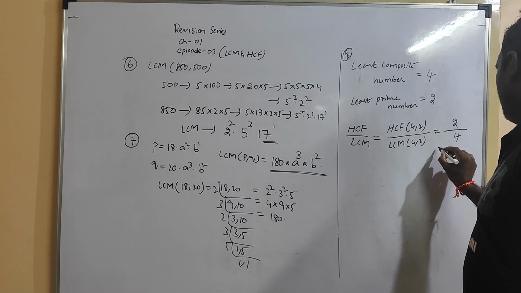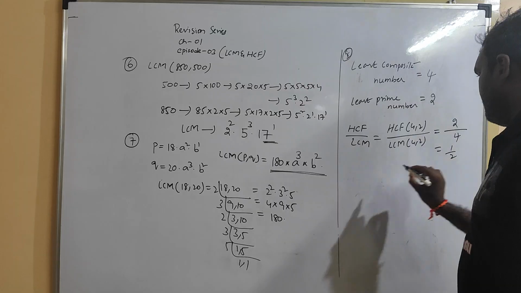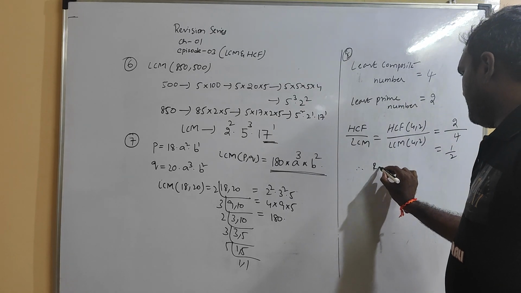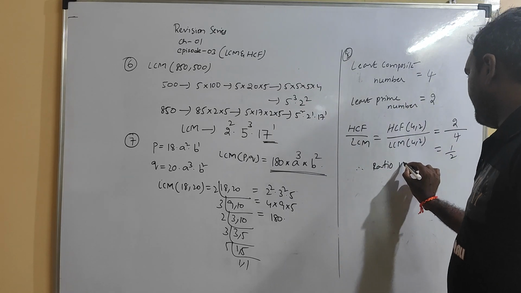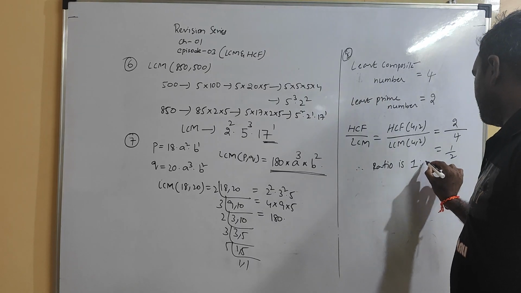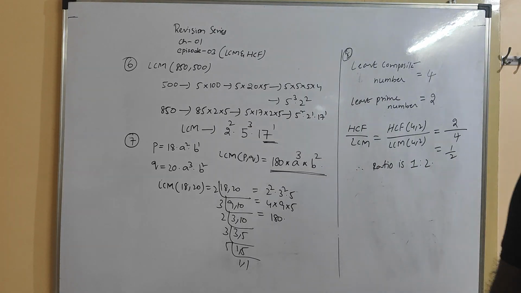If you want, you can perform. You will be getting 1 by 2. Therefore, the ratio they are asking is 1 is to 2. This has to be the answer.